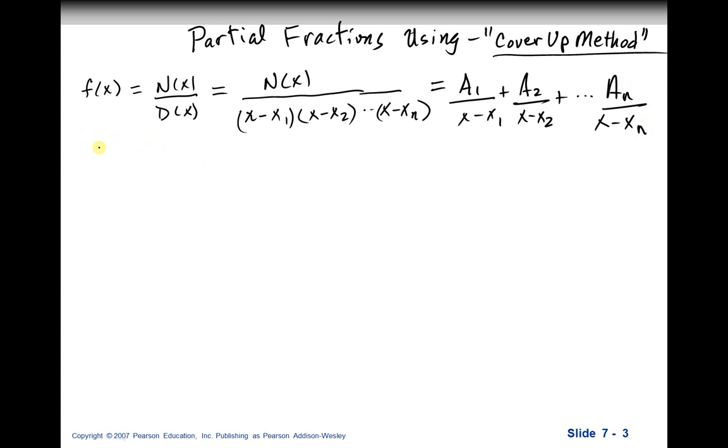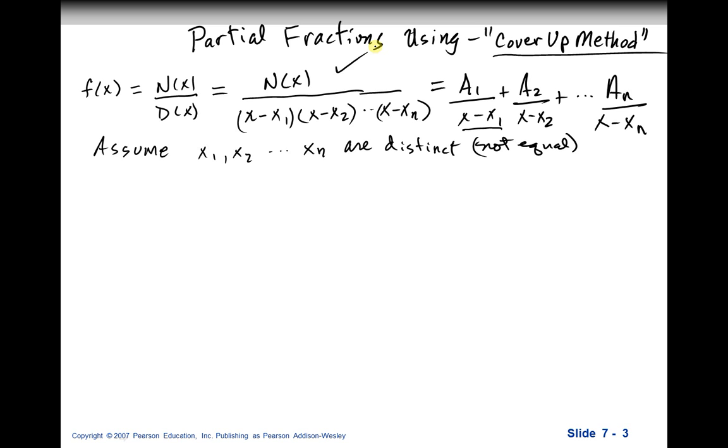Now we assume that x1, x2 through x sub n are distinct and not equal. That is, they're all different factors, and that n of x is at least one order less than the order of the denominator.